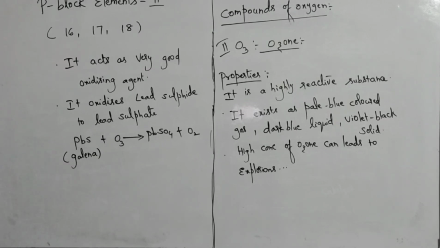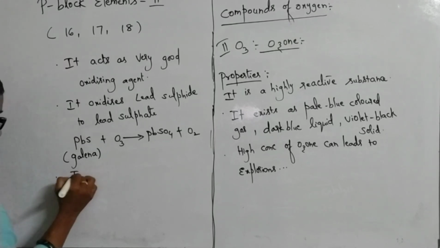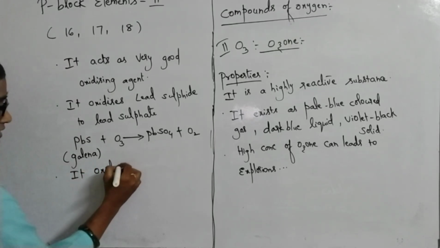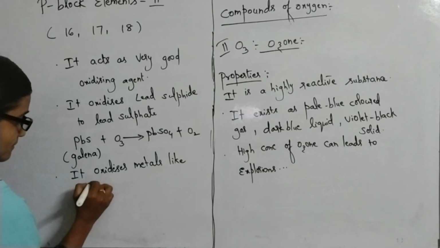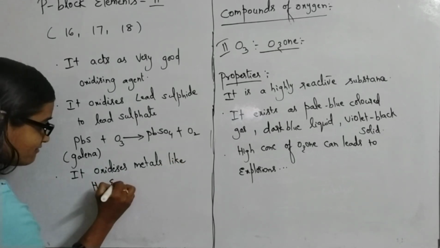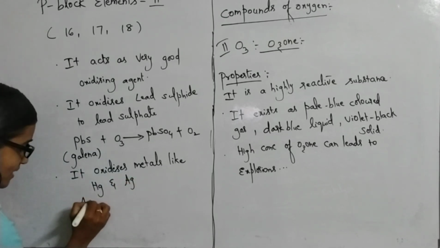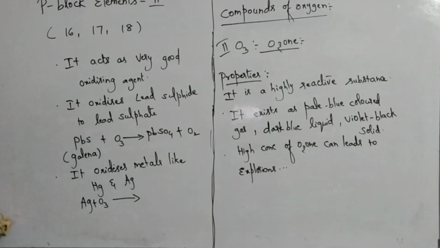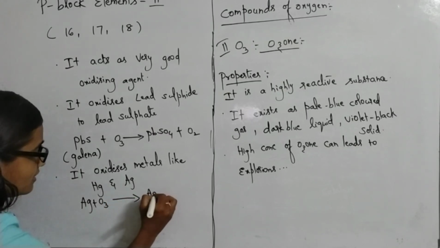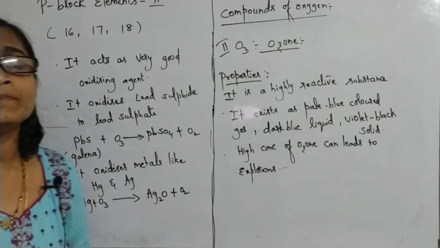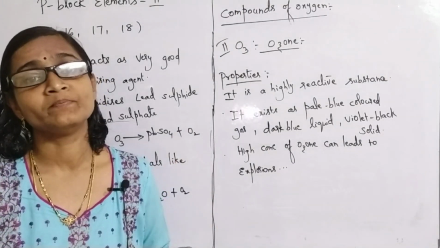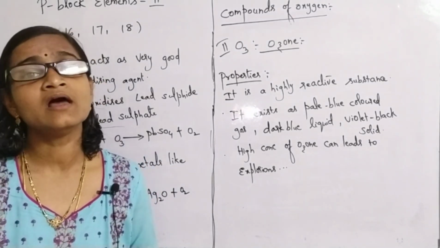And it even oxidizes certain metals like mercury, Hg, and silver, Ag. So Ag plus O3: silver gets oxidized to Ag2O, and here you will get oxygen gas also. Normal atmospheric oxygen does not react with noble metals like silver, platinum and mercury. That's why corrosion will not happen for noble metals.